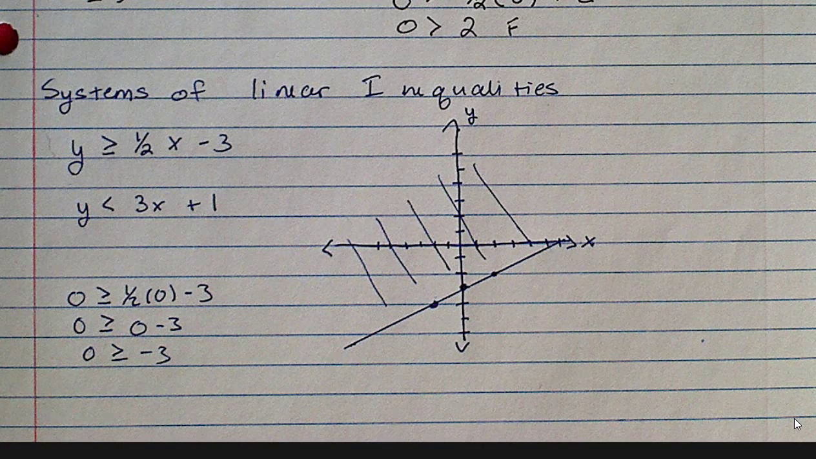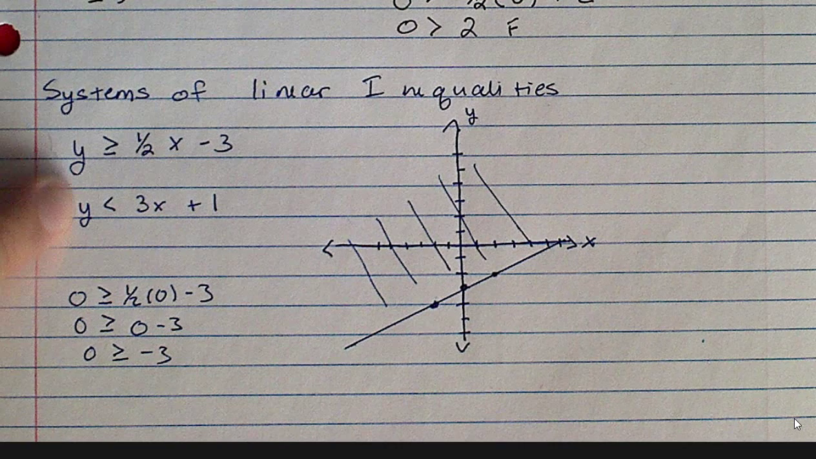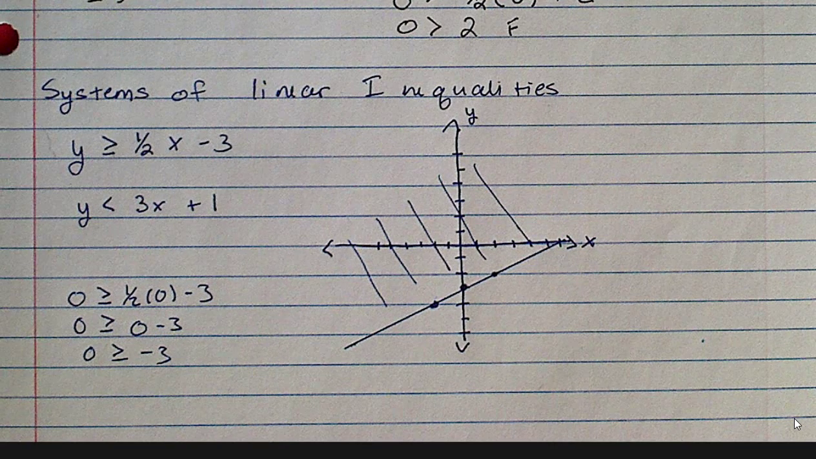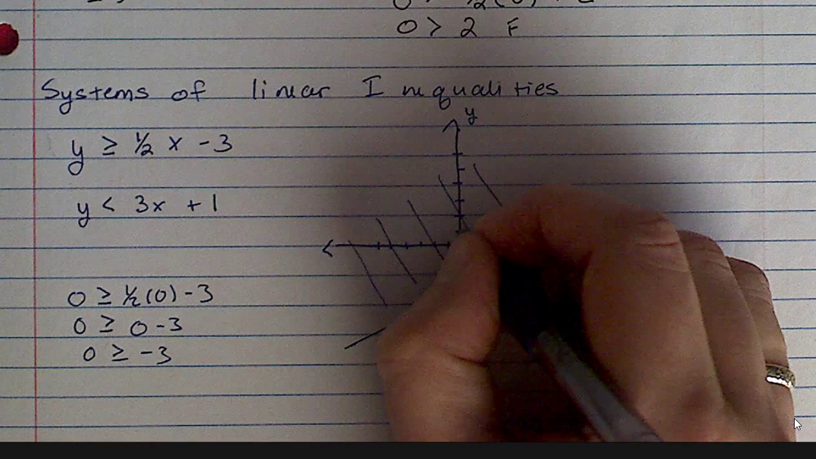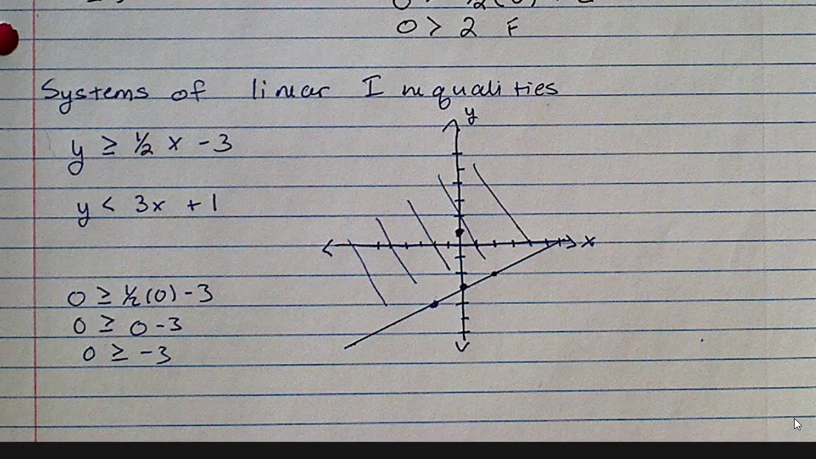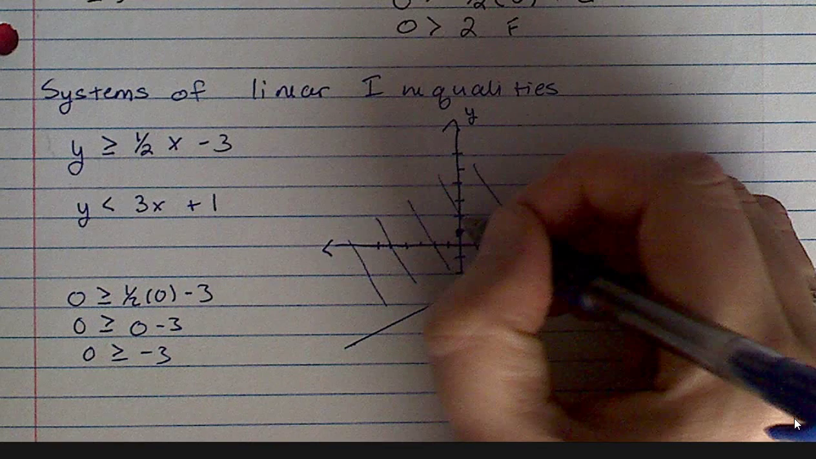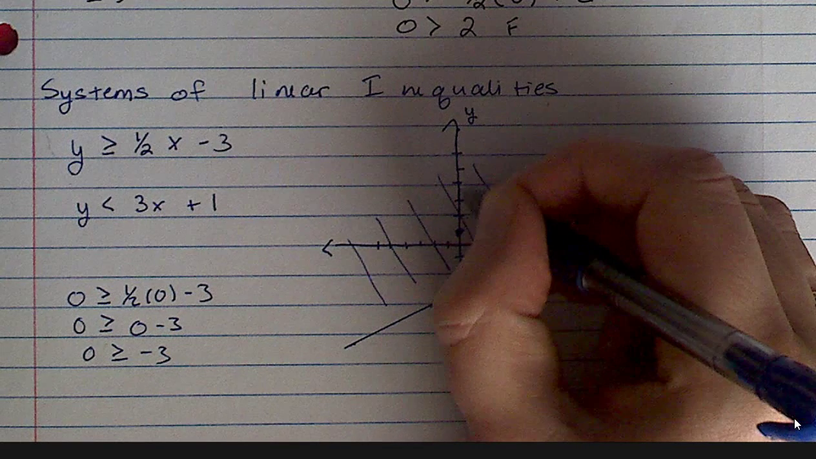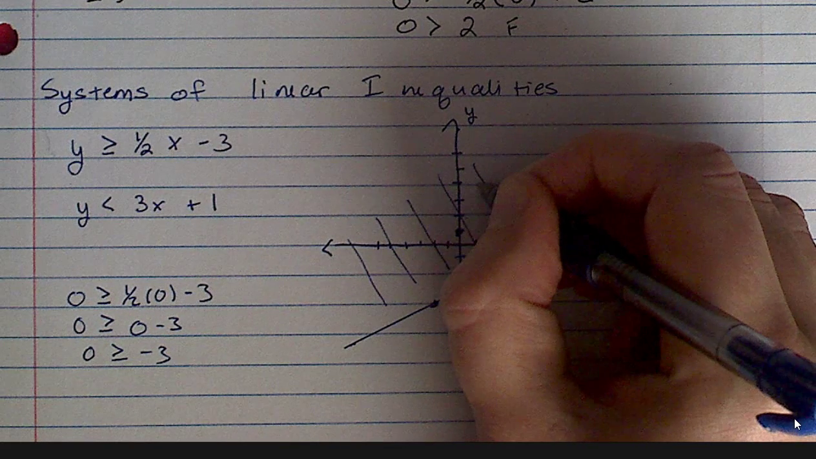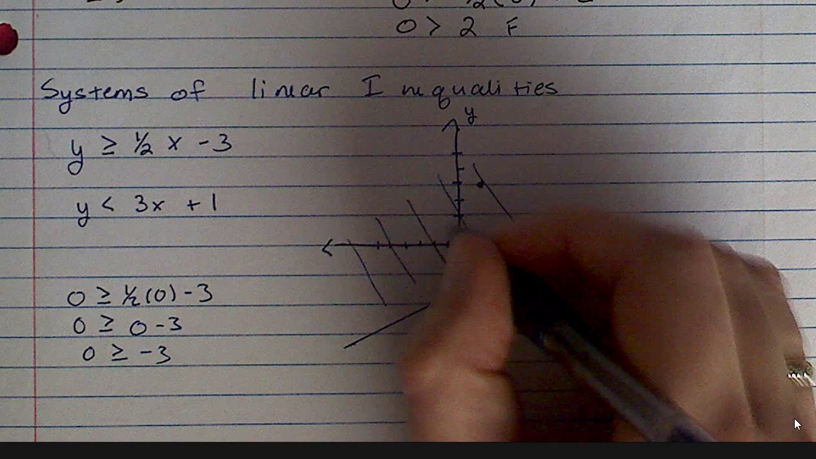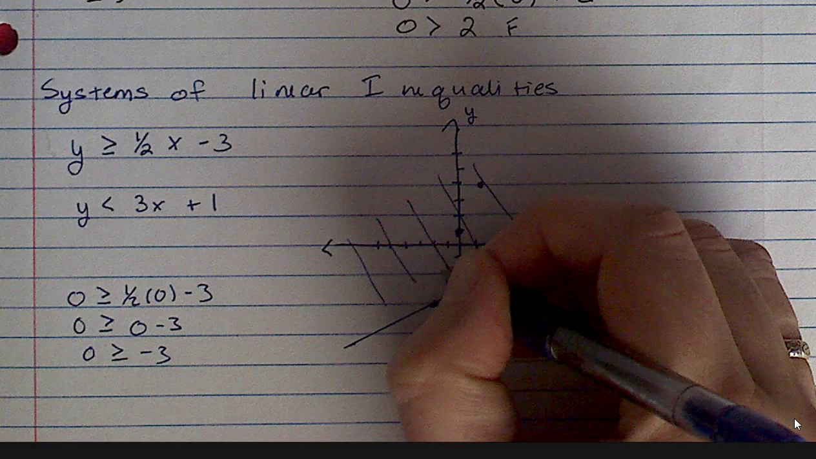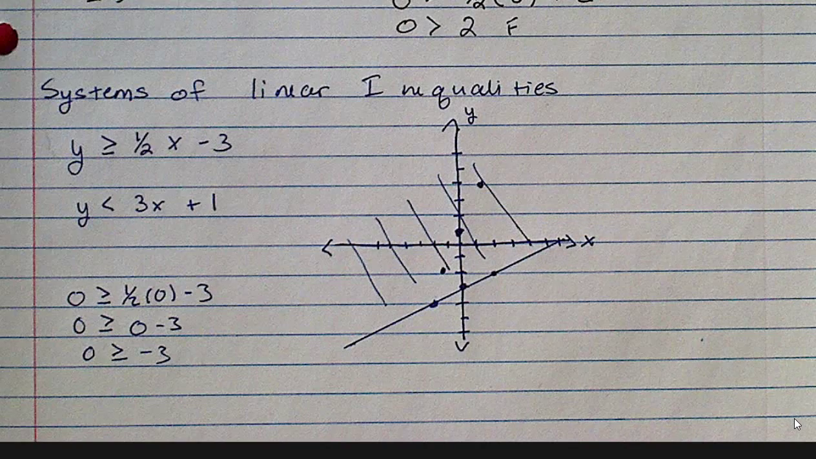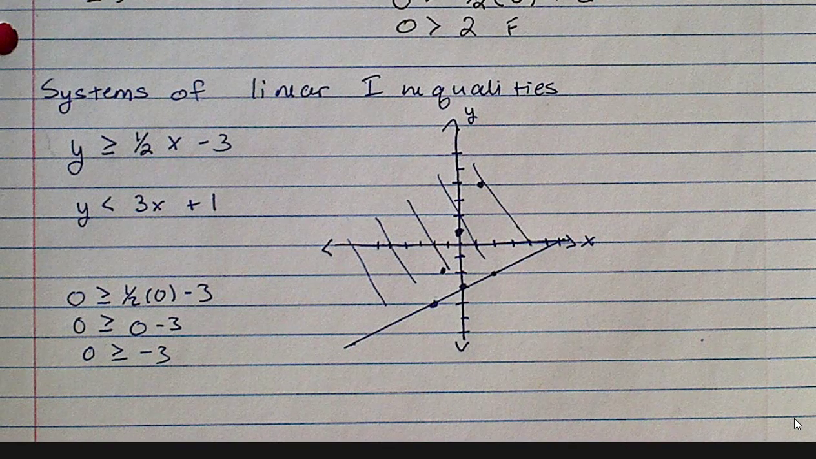Now I'm going to go to the other line. Y is less than 3x plus 1. So I'm going to go up 1 to make a dot. And then from here my slope is 3. So I'm going to rise 3, 1, 2, 3, and I'm going to run 1. Or I could do the opposite, which is down 3 and left 1. Now, when I connect this, should it be a solid line or a dashed line?